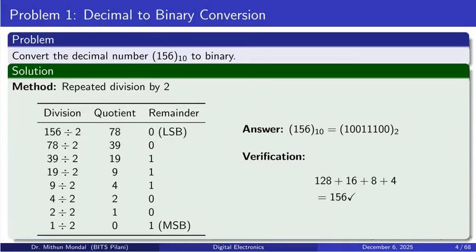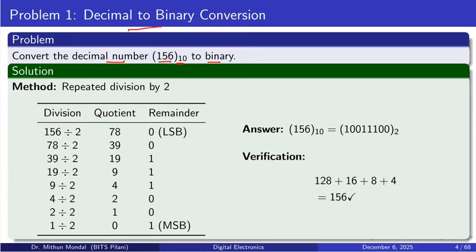So let us see the first problem. The first problem uses decimal to binary conversion, and the problem asks us to convert a decimal number. The decimal number that we have is 156, and here the subscript 10 indicates that this is in decimal, which we need to convert into binary form. Binary form means the base will be 2. So how do we do that? Let's see the solution.